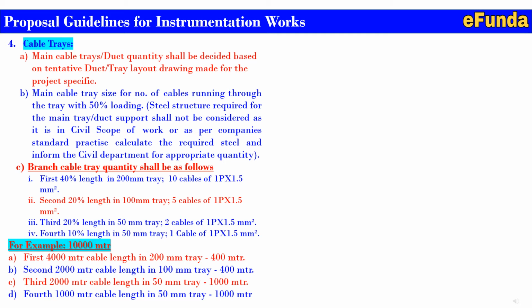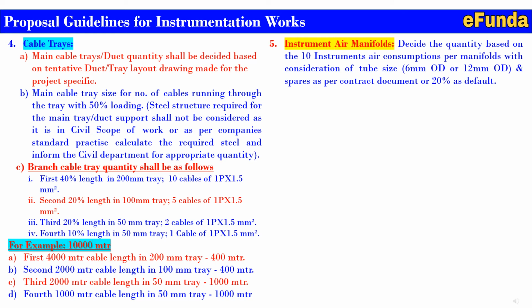For the first 4,000 meter cable length shall be in 200 mm tray, that is 400 meter. Second, 2000 meter cable length in 100 mm tray, that is 400 meter. Third, 2000 meter cable length in 50 mm cable tray, that is 1000 meter. Fourth, 100 meter cable length in 50 mm tray, that is 1000. This is how the 9000 is completed, and the remaining cable shall be of a direct run or a main cable to the control room.